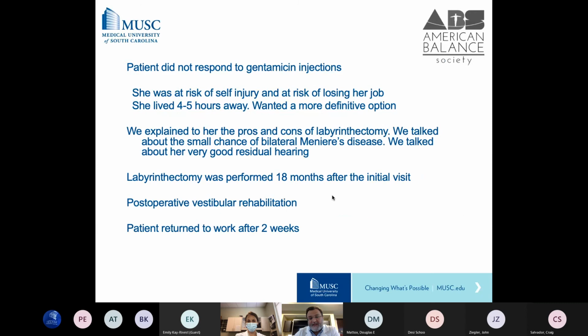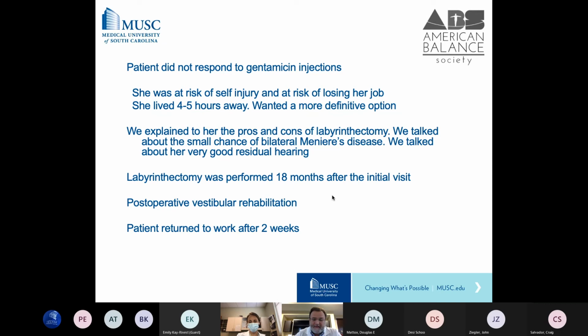So she did not respond to gentamicin injections. We finally decided on a labyrinthectomy. We talked about the small chance of bilateral Meniere's disease. We talked about her very good residual hearing. We did a labyrinthectomy 18 months after the initial visit. So that's how long. I would never go to something aggressive very early. So it's after 18 months of conservative management that we elected for aggressive management.